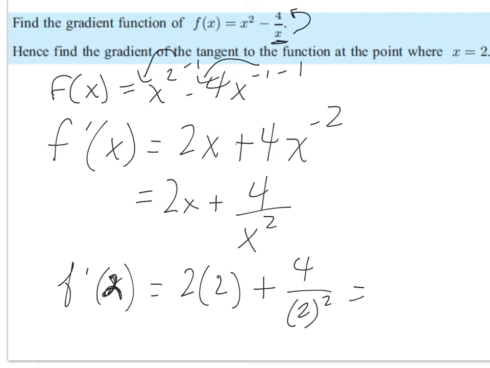And all we do is solve that. So we get 4 plus 1, which is 5. Because 2 times 2 is 4, and 4 over 4 is 1, so we get 4 plus 1. So the slope of our tangent to this function at the point x equals 2 is 5.